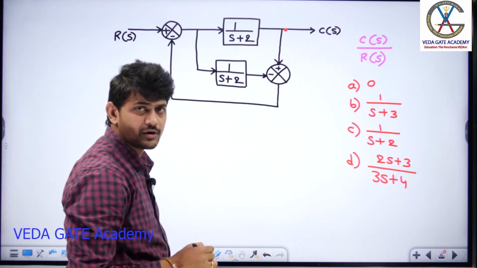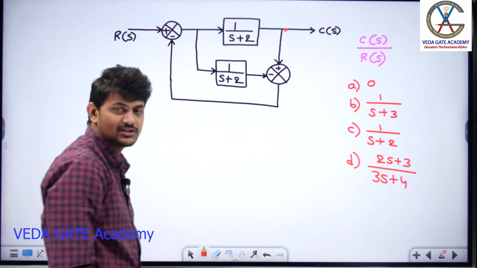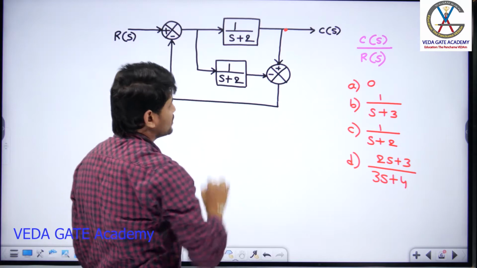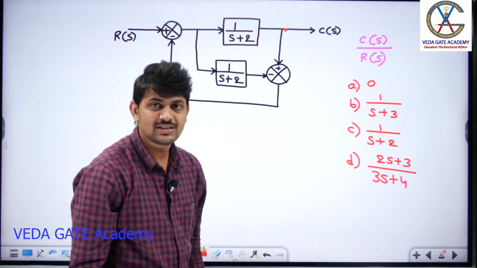Can you tell me what is the output of these two? Here 1 by s plus 2 with a minus sign is there. This is 1 by s plus 2 with a plus sign. Both have the same transfer functions, right? So 1 by s plus 2 with a plus symbol, 1 by s plus 2 with a minus symbol. So what is the resultant answer?